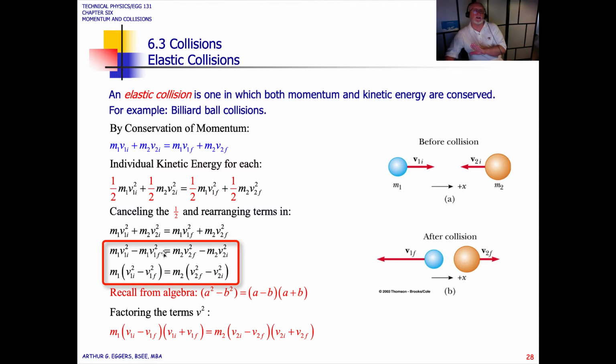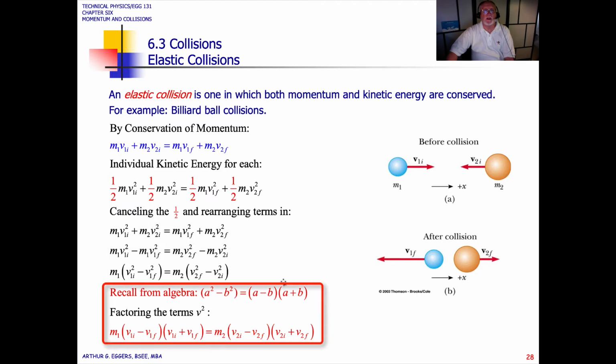Okay, so now I'm going to pull together all of the mass 1, velocity 1 relationships to the left side, and all of the mass 2, velocity 2 relationships to the right side. When I do this, you can see that now I can factor out my mass 1 from the left side, and my mass 2 from the right side. Again, recalling from algebra, a squared minus b squared is equal to a minus b times a plus b. These are some of the relationships that you should have learned in algebra.